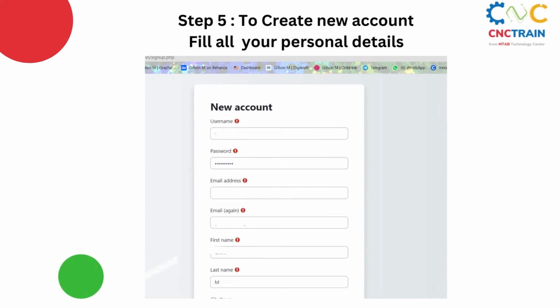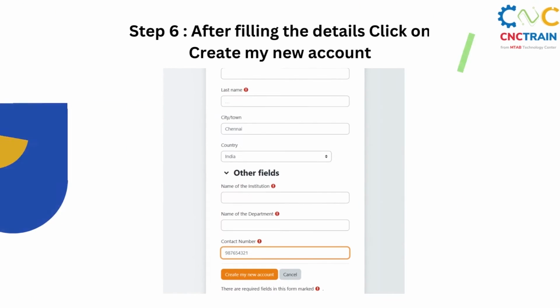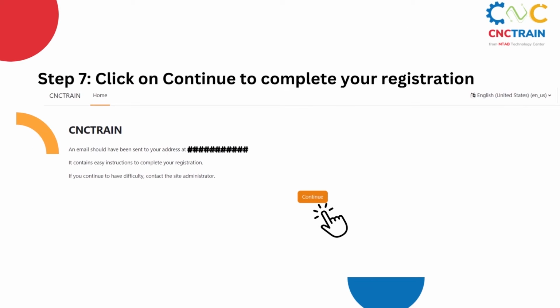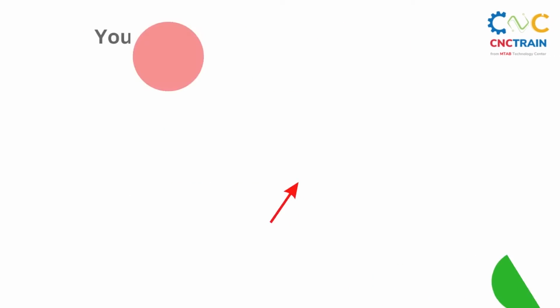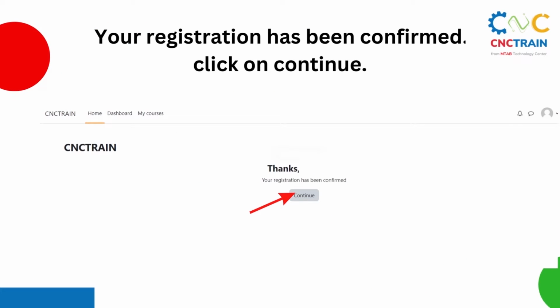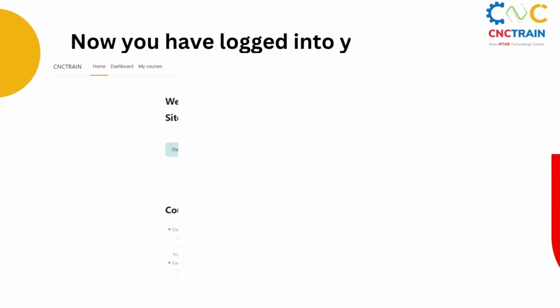To create a new account, fill in all your personal details. After filling in the details, click on Create My New Account. Click on Continue to complete your registration. Then you'll receive the account confirmation mail. Once your registration has been confirmed, click on Continue. Now you have logged into your account.